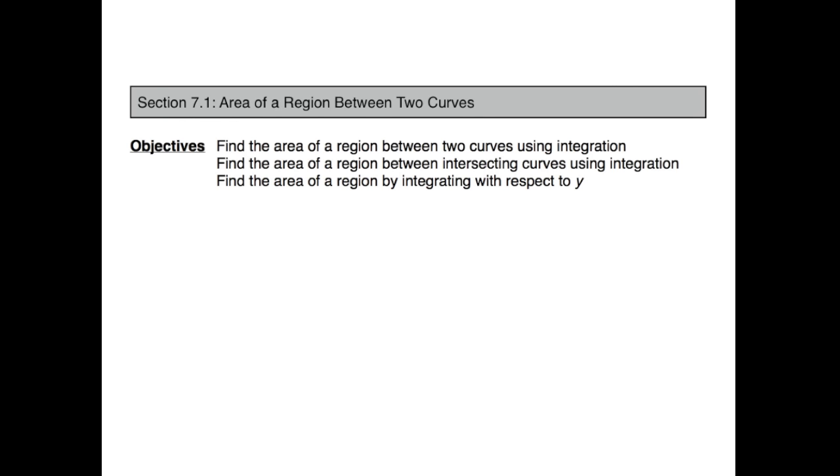So in this section we'll study how we can find areas not between a curve and the x-axis, but between two curves. The objectives are to find the area of a region between two curves using integration, to find the area of a region between intersecting curves using integration, and finally, to find the area of a region by integrating with respect to y.